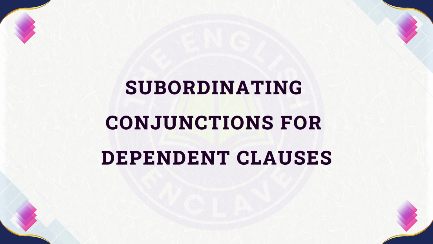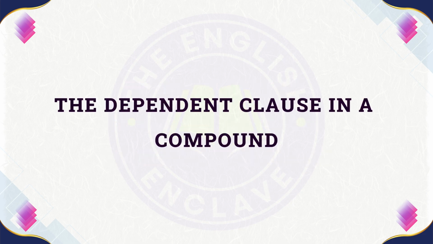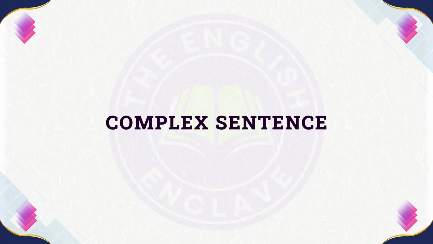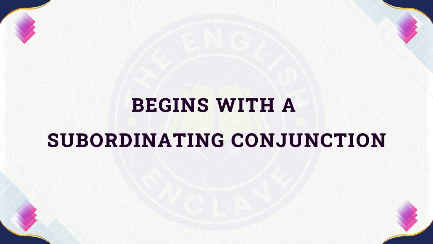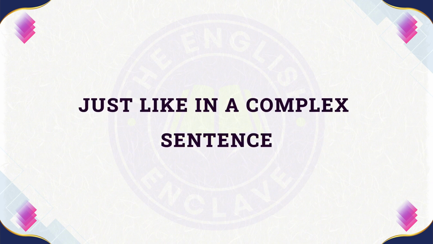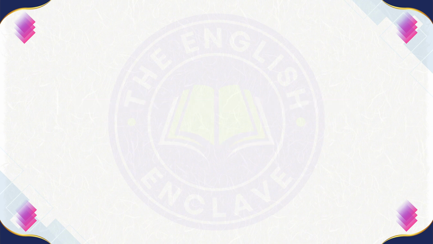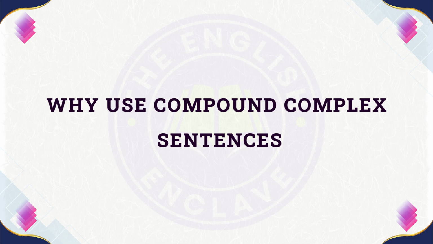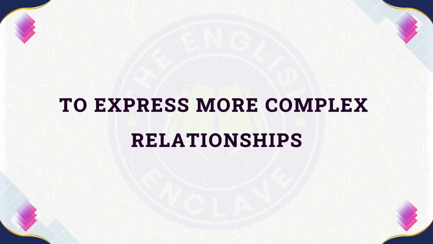Subordinating conjunctions for dependent clauses. The dependent clause in a compound complex sentence begins with a subordinating conjunction, like although, because, when, etc., just like in a complex sentence. Why use compound complex sentences? To express more complex relationships.